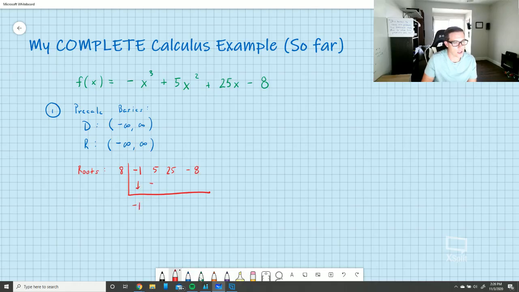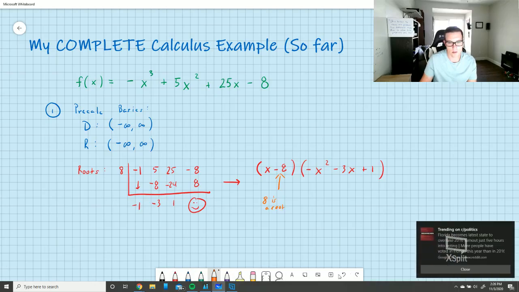and actually go through this whole process. If you don't know what I'm doing, I'm not going to really explain it right now because it's not an essential part of the course. But that allows you to factor down a little bit. x minus 8 times negative x squared minus 3x plus 1. So I know 8 is a root.